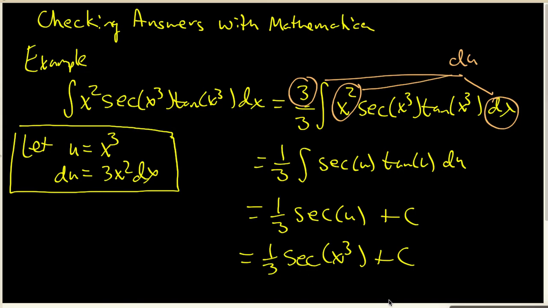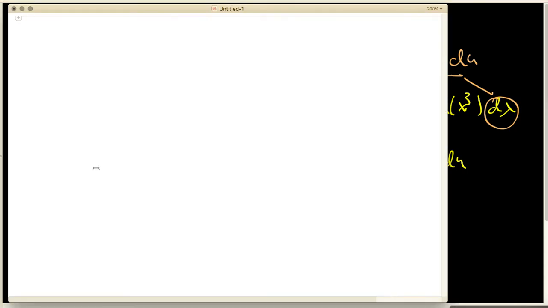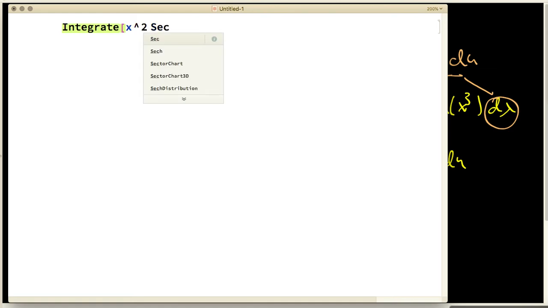Now, how would I check this answer using Mathematica? Let me go over to my Mathematica window and we will see how I do that. Mathematica's integration command is just Integrate. As with all functions, I have to have square brackets. Then I simply feed it what I want to integrate. My integrand was x squared times the secant of x cubed times the tangent of x cubed. And then I have to tell Mathematica that I do want to integrate with respect to x.